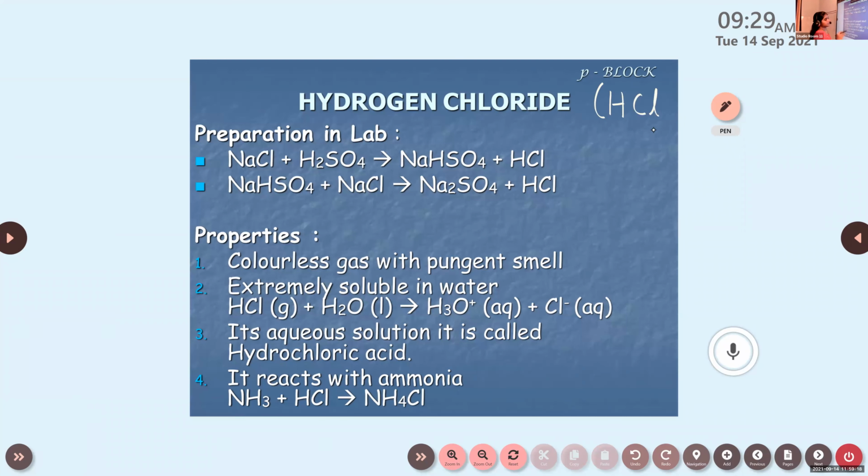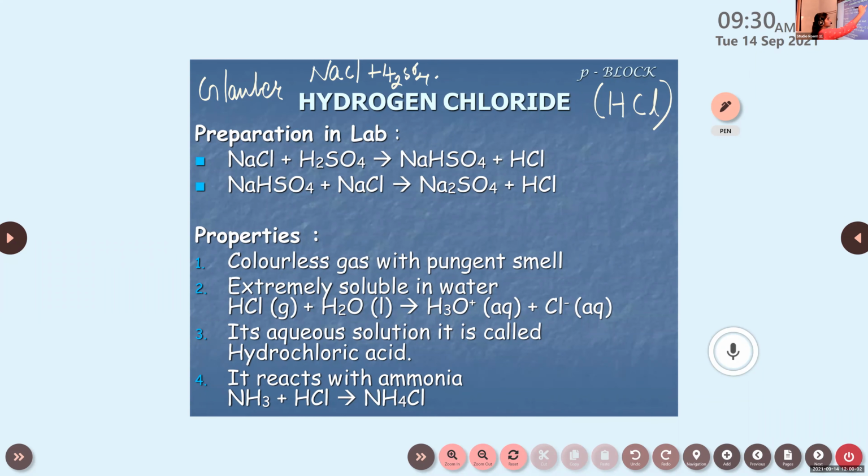So now we are moving to hydrogen chloride, or HCl. Glauber, that's the name of the scientist, prepared this acid in 1648 by heating common salt, that is NaCl, with concentrated sulfuric acid. That's the method of preparation for the first time. And Davy in 1810 showed that it's a compound of hydrogen and chlorine.